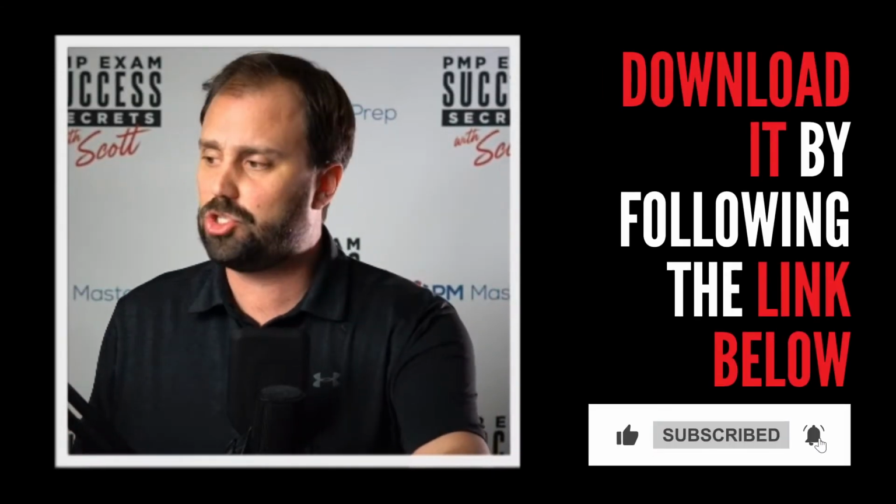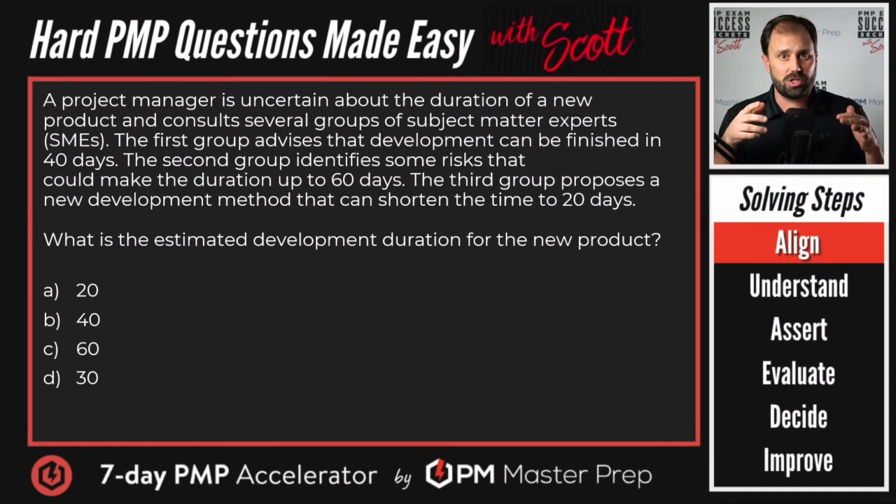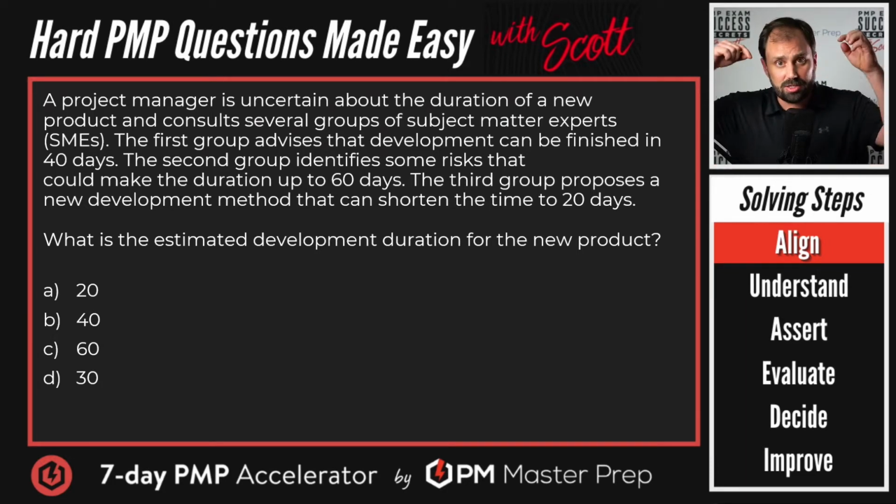So here we go. Step 1, align. What is it asking us to do? Read the last sentence. What is the estimated development duration for the new product? All right, so it's asking us to figure out an estimate on time. We can understand that. So that's step number 1.